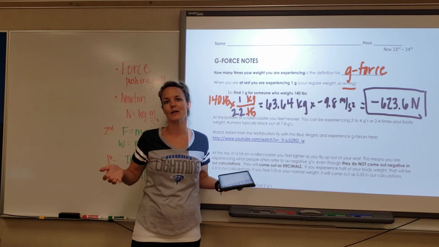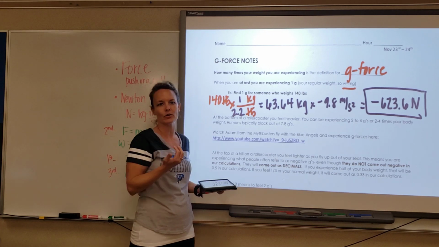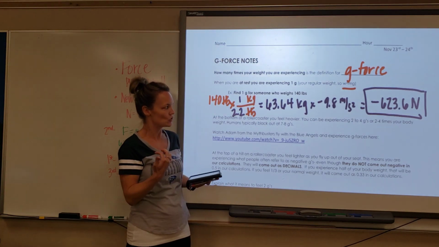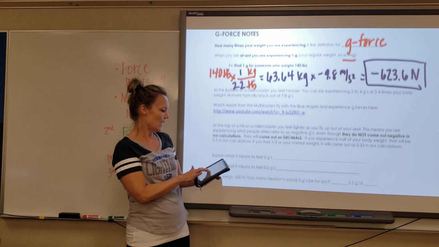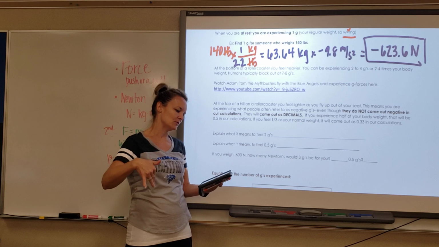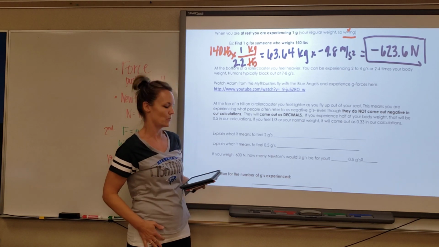And it's different for everybody because you have different weights. So for each person, you'll have your individualized 1 G. It is equal to your weight at rest. At the bottom of a roller coaster, sometimes you feel heavier. You experience 2 to 4 G's, or 2 to 4 times your body weight.